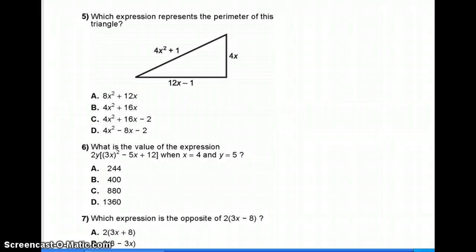Number 5, which expression represents the perimeter of this triangle? Number 6, what is the value of the expression 2y times the quantity 3x squared minus 5x plus 12 when x equals 4 and y equals 5?